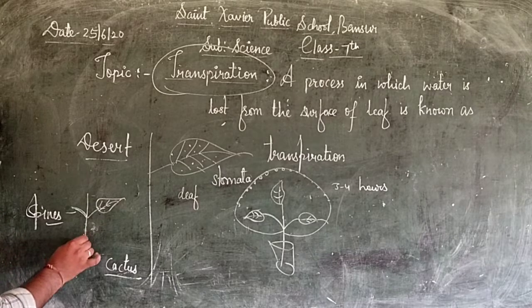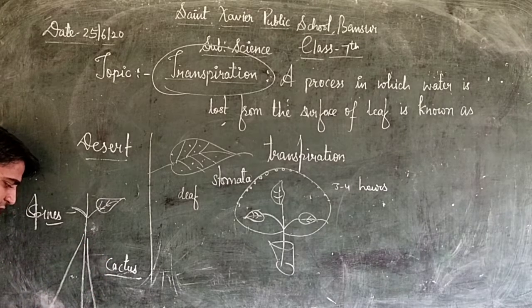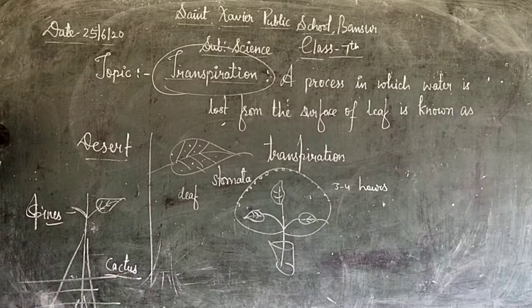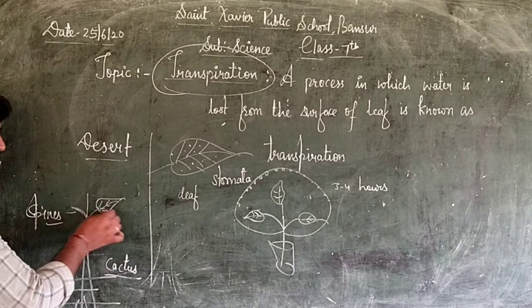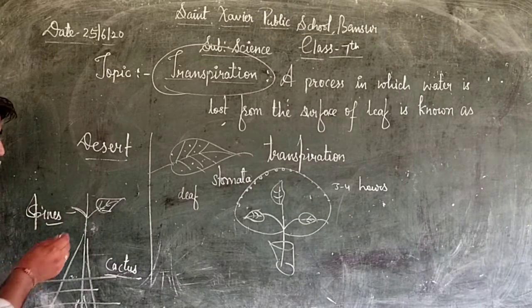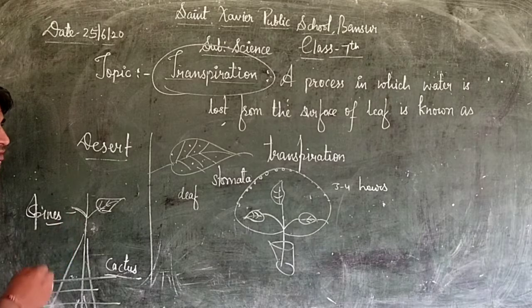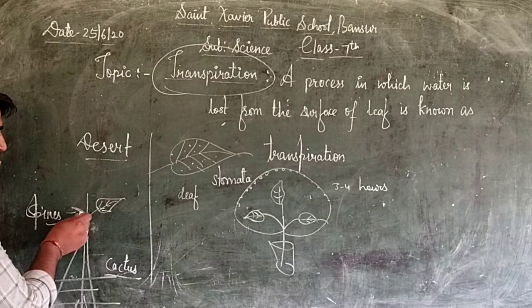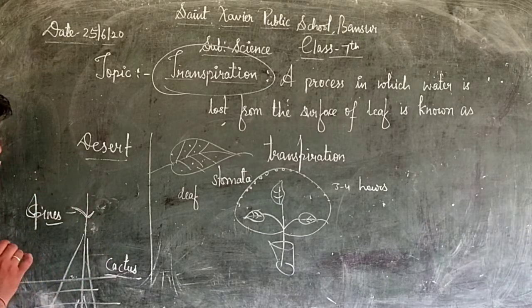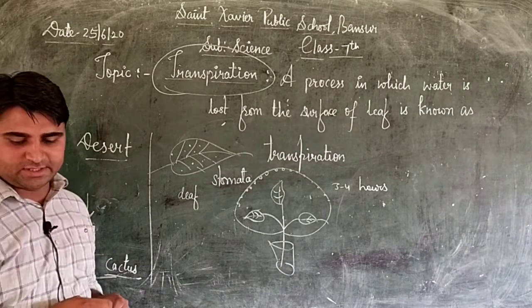You know very well, in desert the roots of these types of plants go very deep in soil. So from there it has to take water, and water is in lack amount. If it would excrete water from the leaf, then water will be lost and there will be no water for this plant. So that's why the leaf of these plants is changed into spines. So this is transpiration.